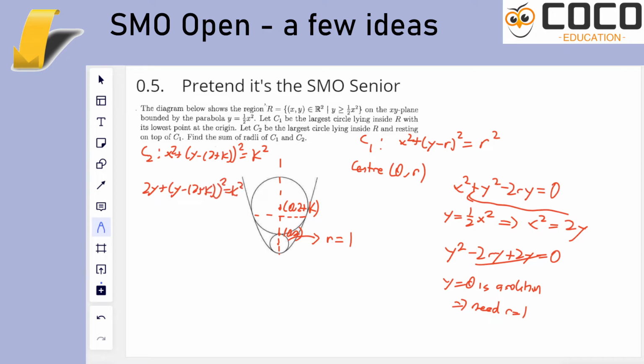And you want to make sure that the discriminant is equal to 0, which I will leave the details to you. But you can tell there is nothing specific to the SMO Open about this. It looks scary. It mentions parabolas. It has touching circles. No calculus involved here.